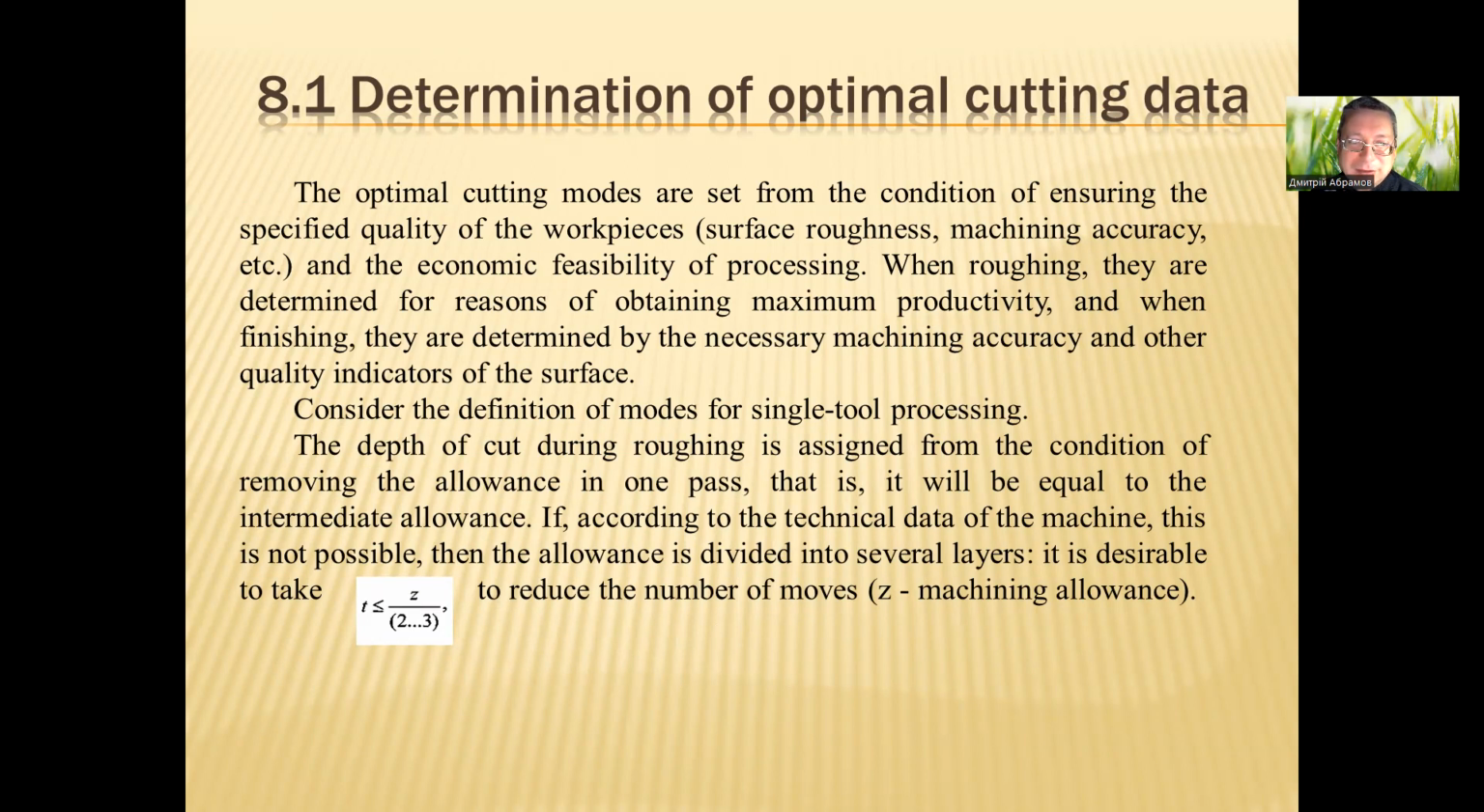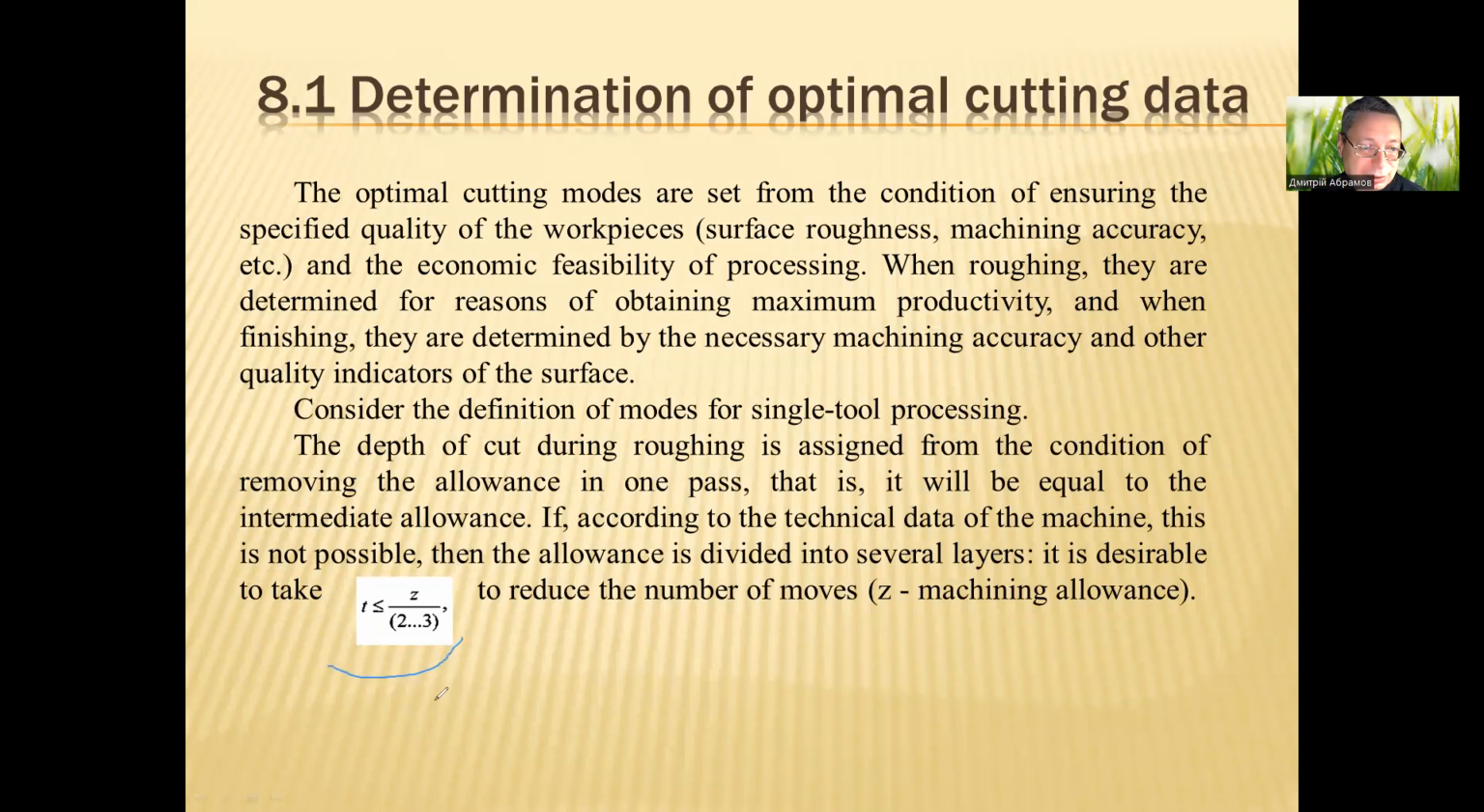The depth of cut during roughing is assigned from the condition of removing the allowance on one pass. That is, it will be equal to the intermediate allowance. If, according to the technical data of the machine, this is not possible, then the allowance is divided into several layers. It is desirable to take the formula. You can see this formula on the slide.